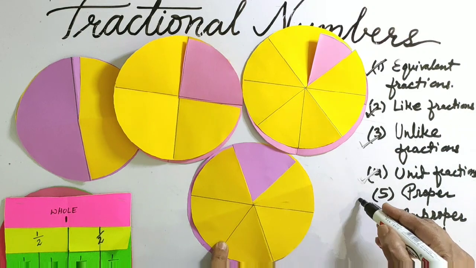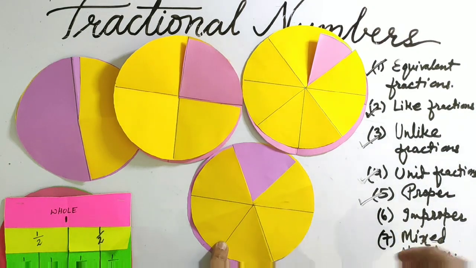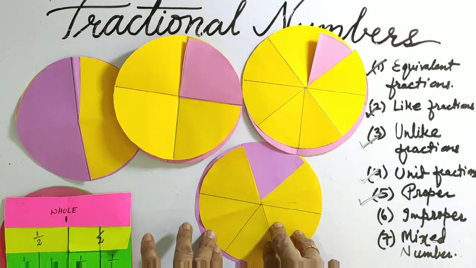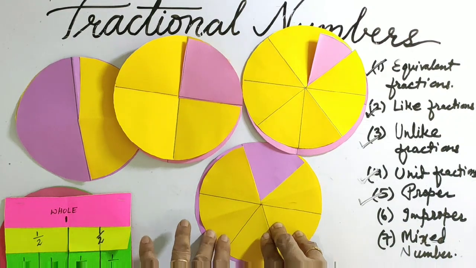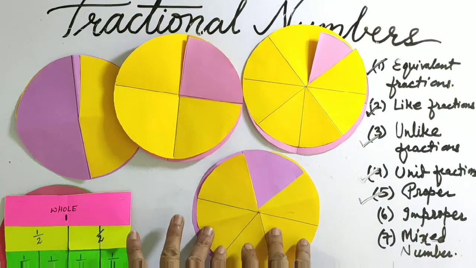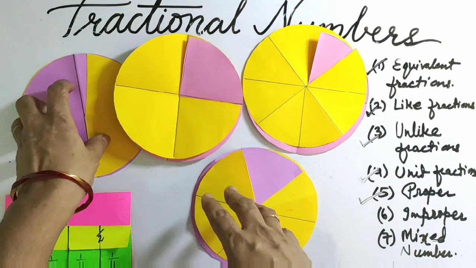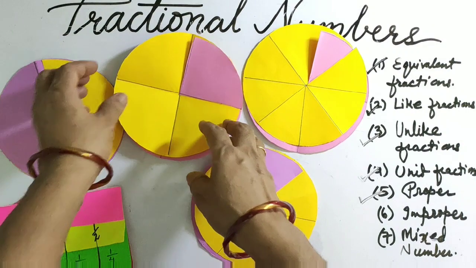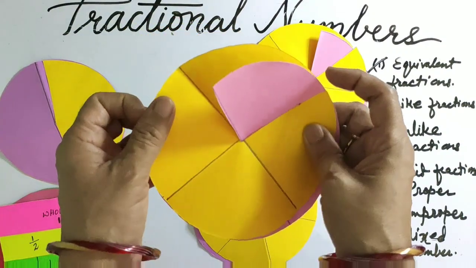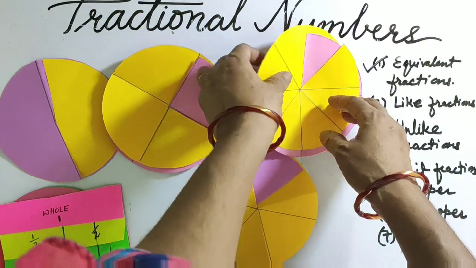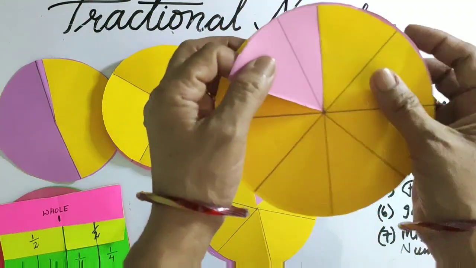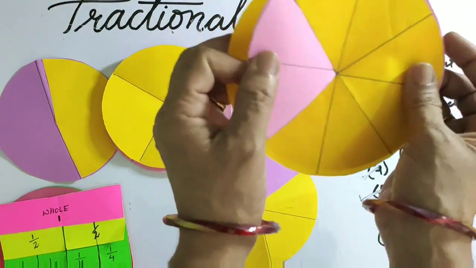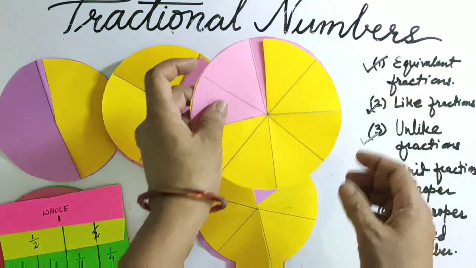Next one is proper. Proper means numerator is smaller than denominator. So here all are proper fractions. It is 1 by 2, so numerator is less than denominator. It is 1 by 4, so here also numerator is less. Here it is 1 by 8, you can take it 2 by 8. So all are proper fractions, is it?